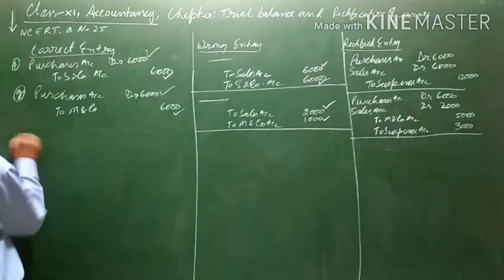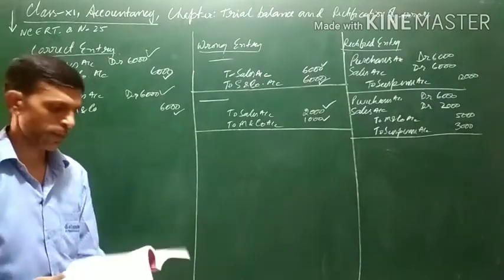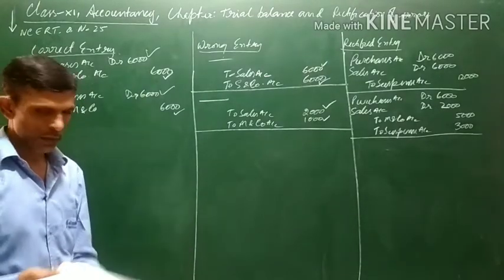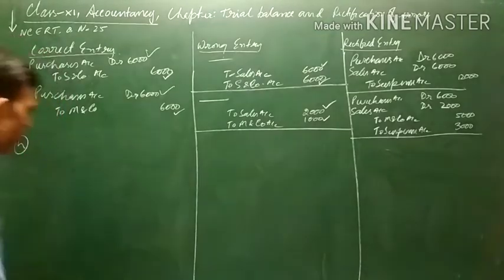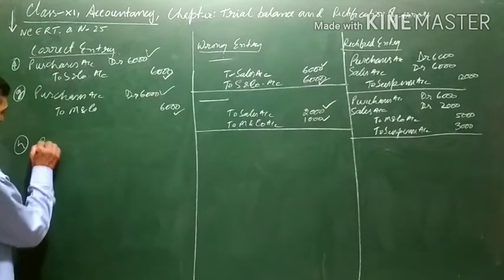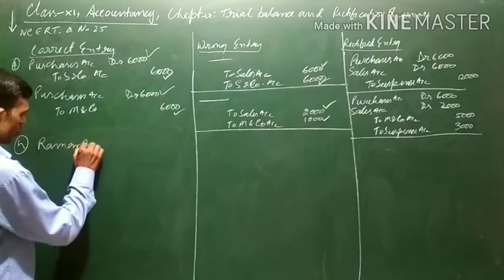Come to H. Let us see what this is. Credit sales to Raman, 4,000. The question is credit sales to Raman. Entry will be Raman account debit to sales.